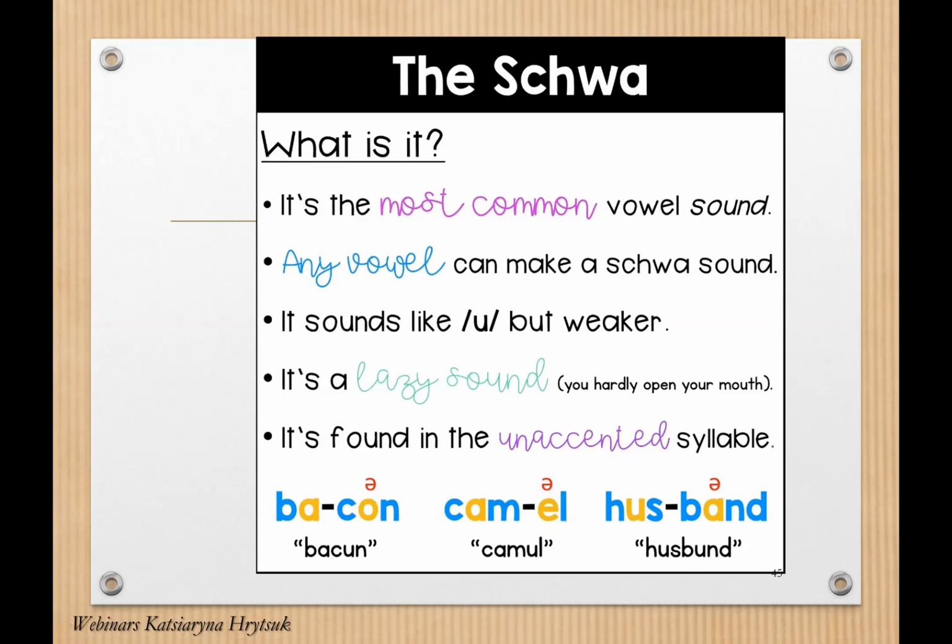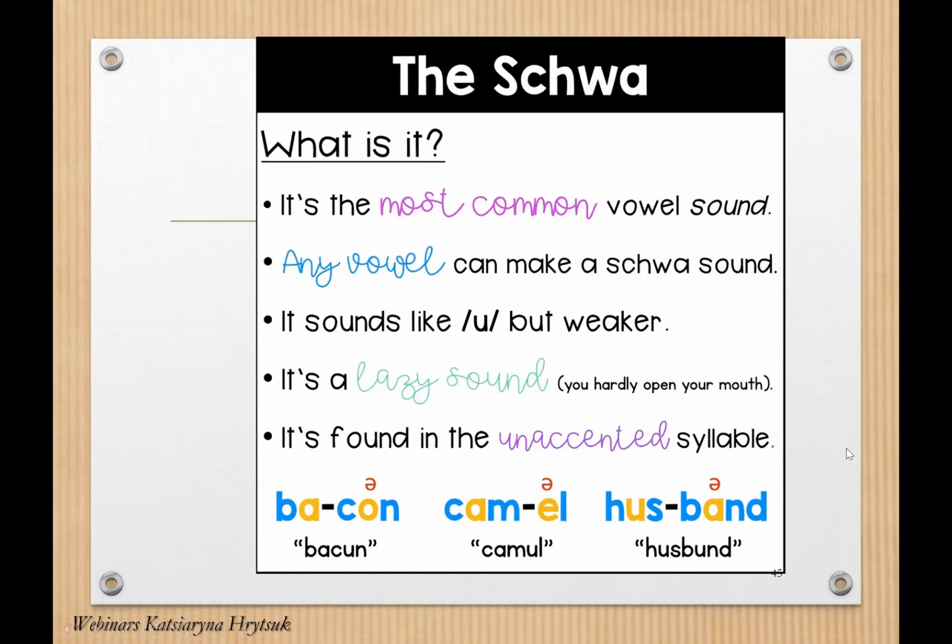Bacon. You almost don't open your mouth. Camel. It's not a stressed syllable, not an accented syllable. Husband. Bacon. So it's schwa sound. Okay? Clear? Zhenya, can you read these three words, please?